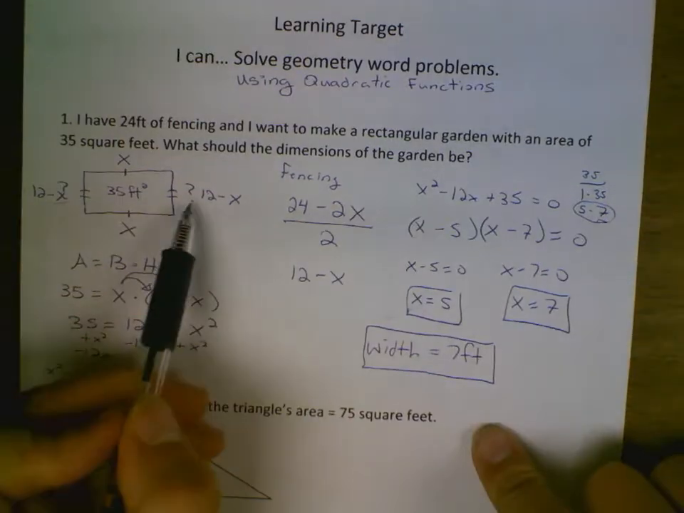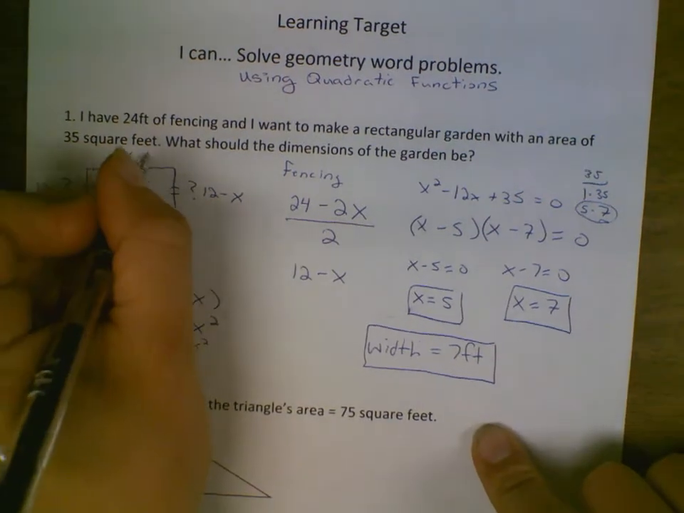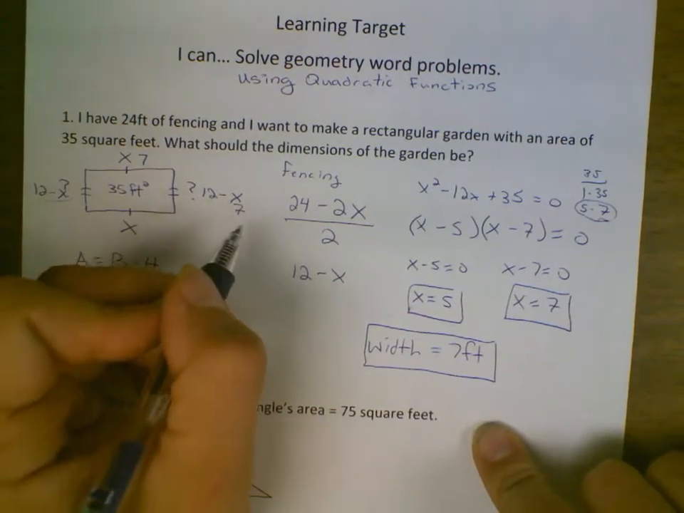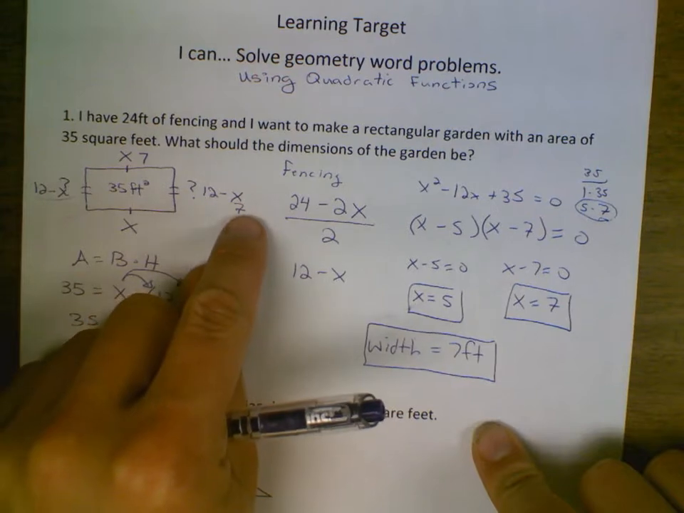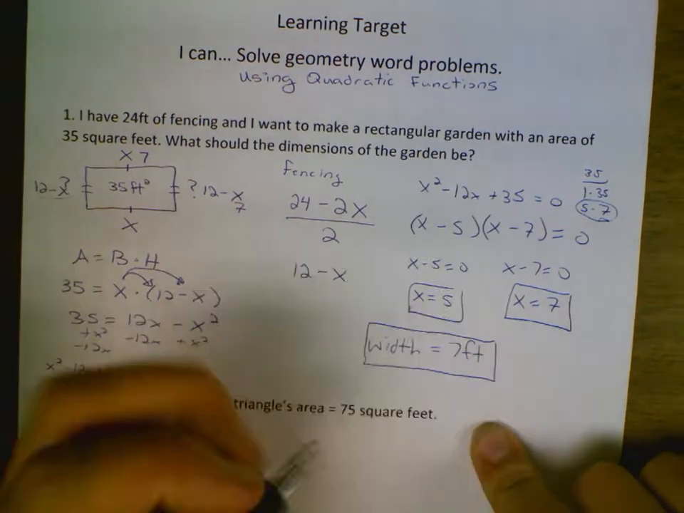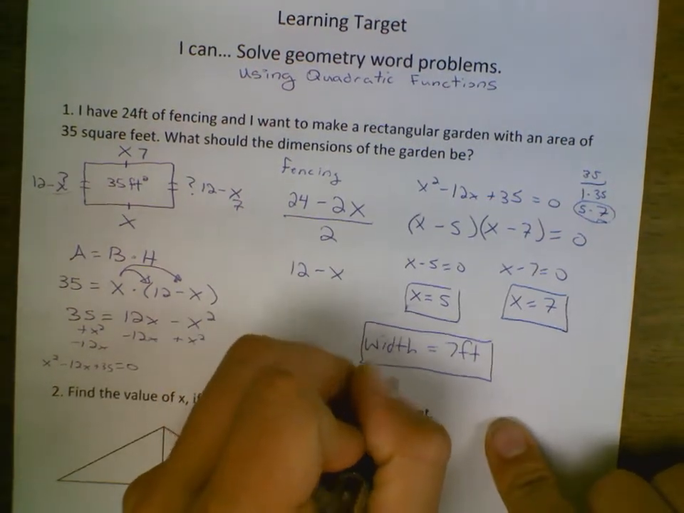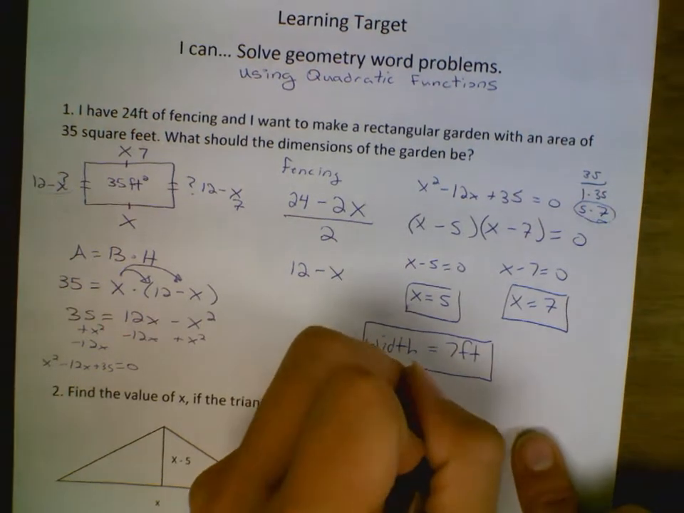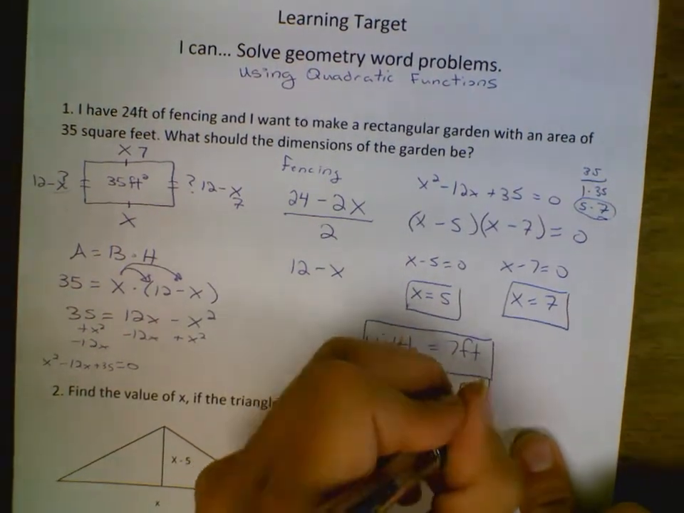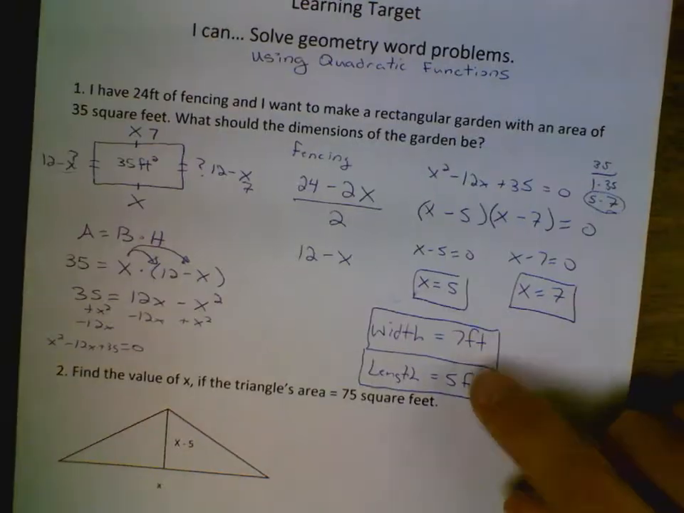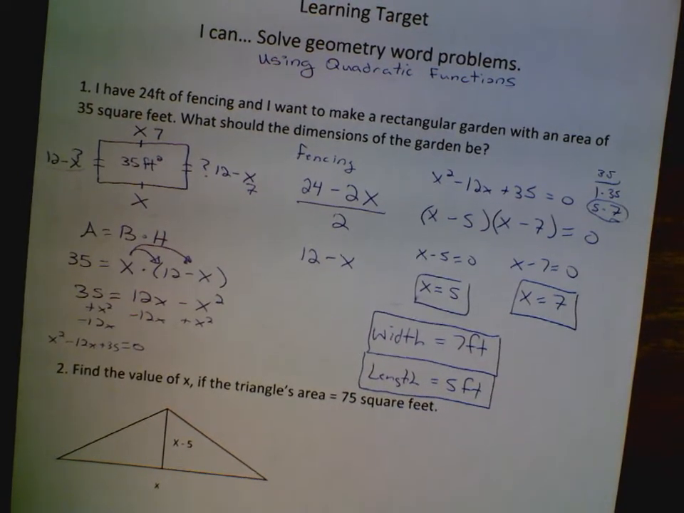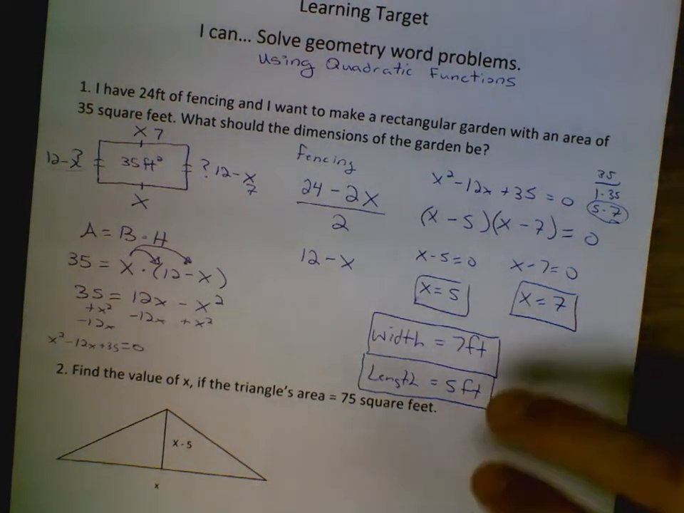Well, if you check the other one, if the width is 7, that means this x is 7, and if I take 12 minus 7, that's giving me the 5. So then the length would have to be 5 feet. Okay, so either the length or the width has to be 7 and 5 feet. Those would be your two answers.